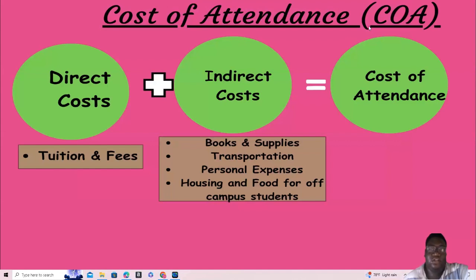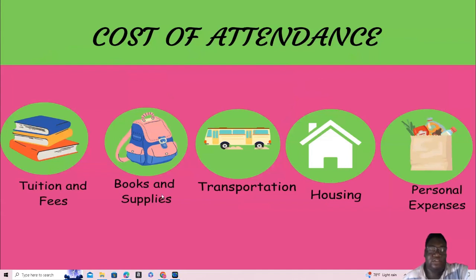Now we are talking about the cost of attendance, or COA. The cost of attendance includes direct costs and indirect costs. Direct costs include tuition and fees, which are usually the same year round. Indirect costs include books and supplies, transportation, personal expenses, housing, and food for off-campus students. These costs fluctuate depending on personal needs, the type of classes one takes, and standard of living. Tuition and fees, books and supplies, transportation, housing, and personal expenses are part of the cost of attendance.